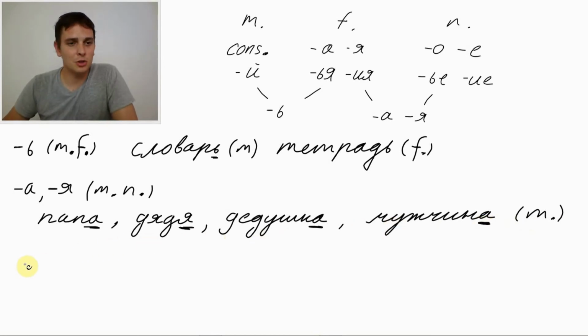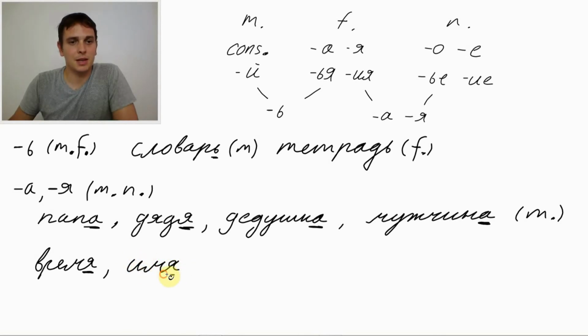And now the neutral. Neutral is not that obvious. Время. Время is time. Время ends in ya, however neutral. Имя is name. Имя ends in ya, neutral. Menu, another cognate. Menu. Same meaning and the same sound. Menu, neutral.